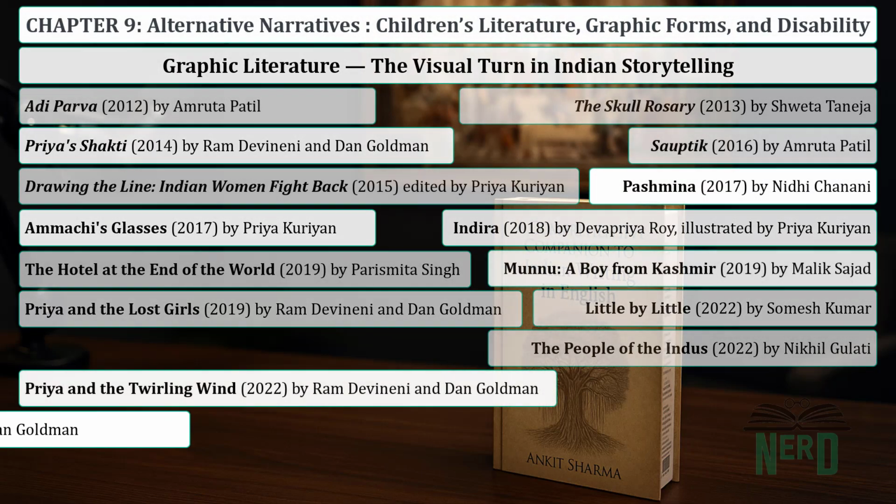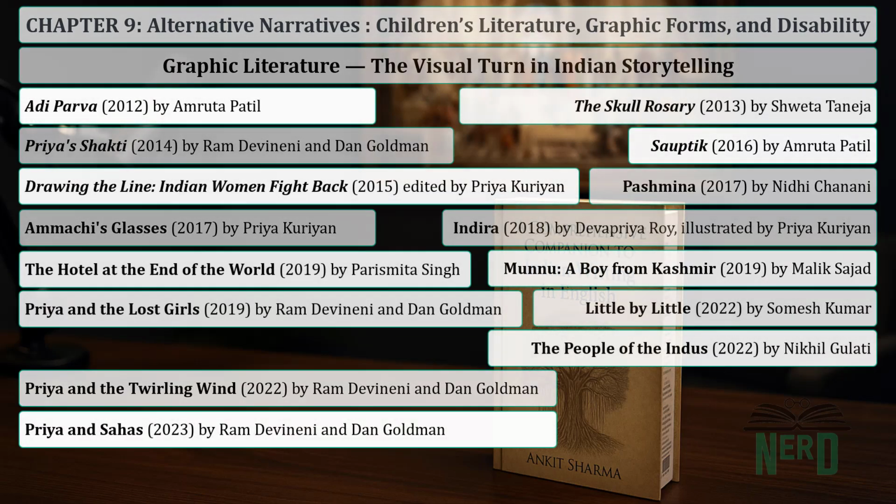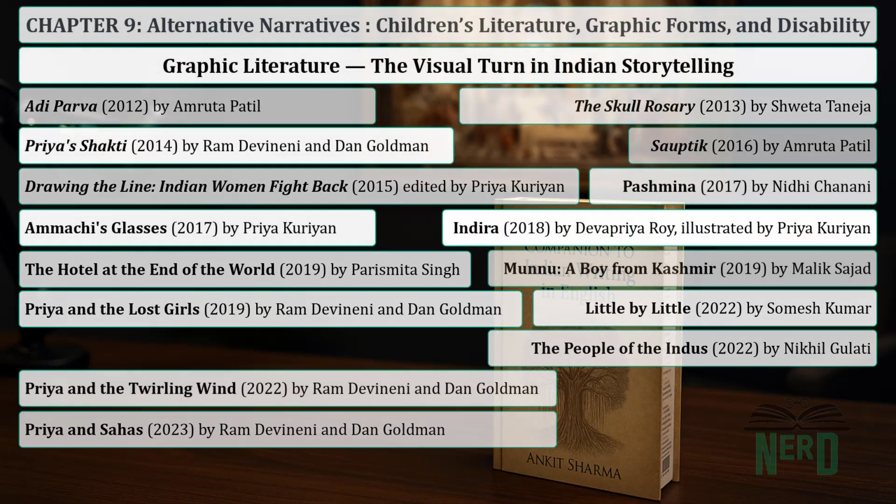Finally, in 2023, Priya and Sahas closed the loop with a story of inner courage, Sahas meaning strength. Through every frame and page, the Priya series proves that resilience, when visualized, can be revolutionary. So that's it. 33 works you should know before stepping into the exam hall. Each of these texts has helped shape the landscape of Indian graphic literature, and many of them have already made appearances in previous UGC Net questions.